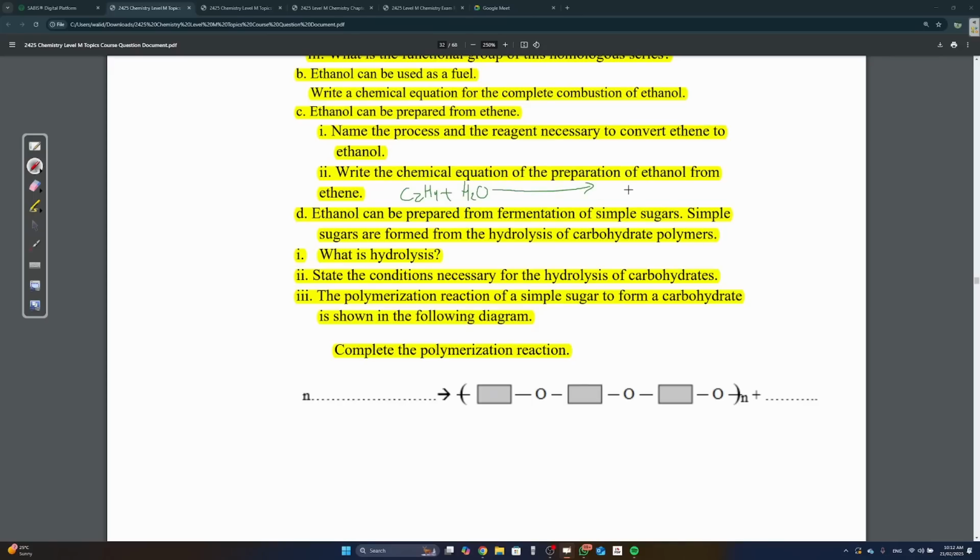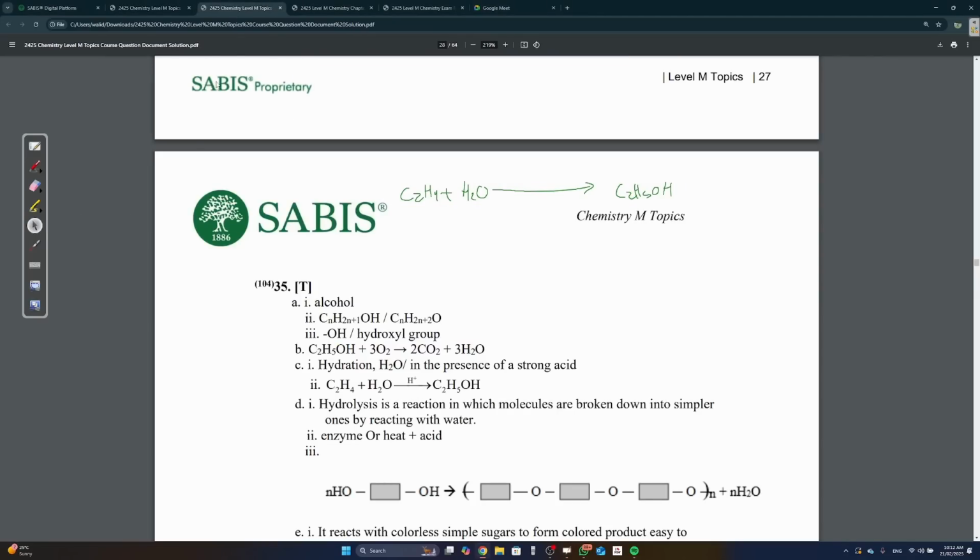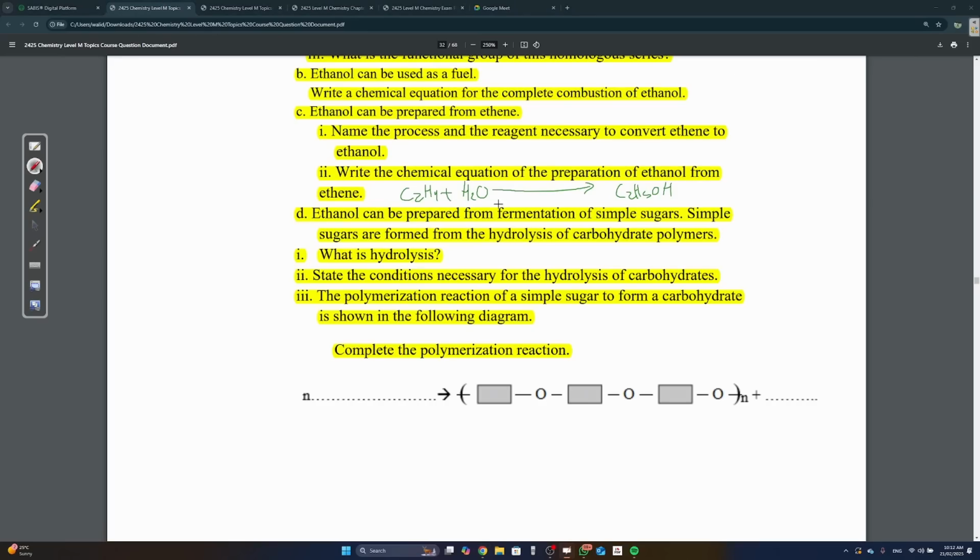Okay, to produce C2H5OH. Not that hard. Maybe they want state symbols. Do they want state symbols? No, they don't. Okay, but here's what's important. Here you have to write H3PO4.